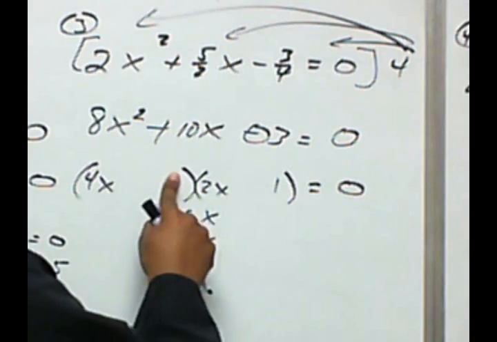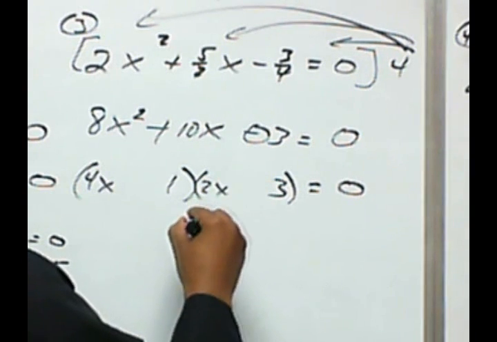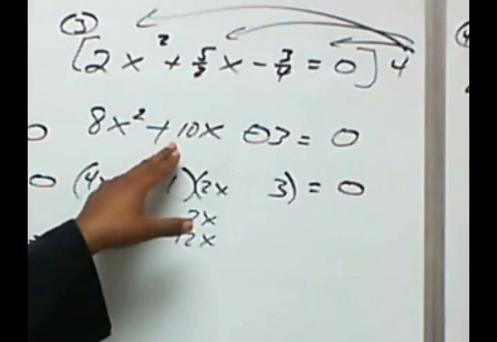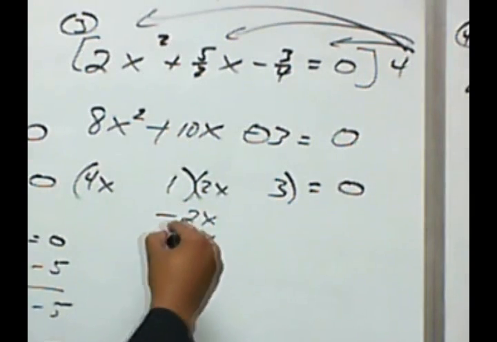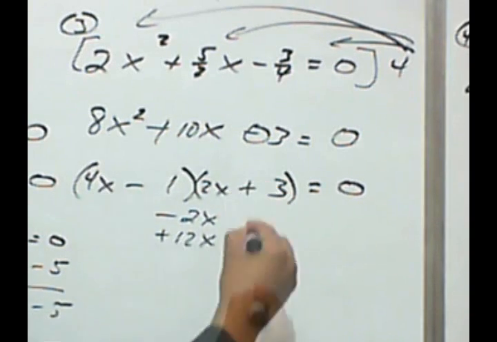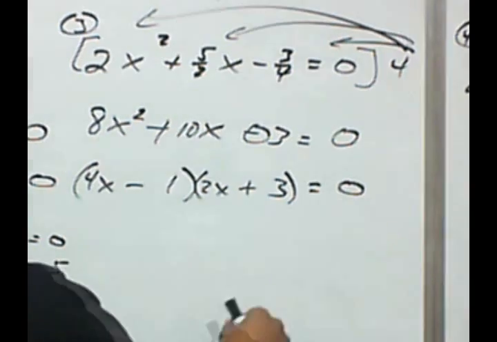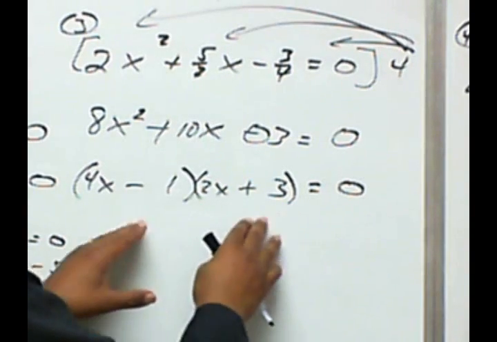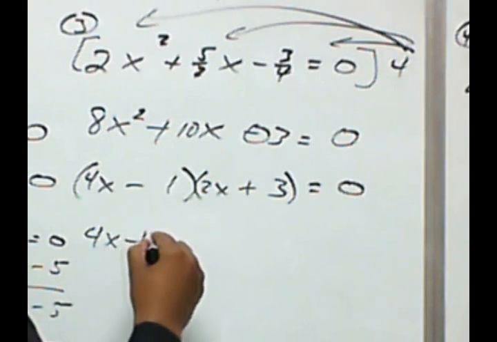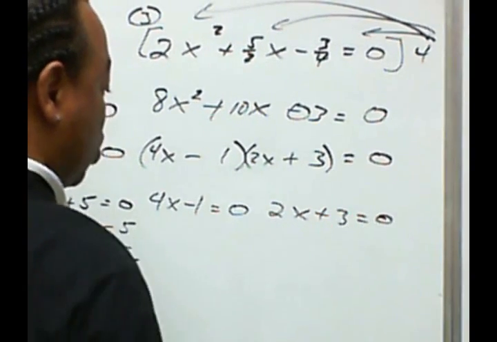So let's try 1 times 3. This will give us 2x and a 12x. If the signs were different, we could get a 10x by having a -2 and a positive 12. So the combination is negative, positive, negative, positive. All right. It's everything set equal to 0. We have factors. Let's set each factor equal to 0. So 4x minus 1 equals 0, and 2x plus 3 equals 0.